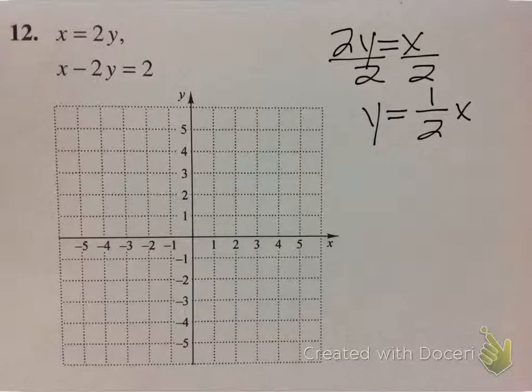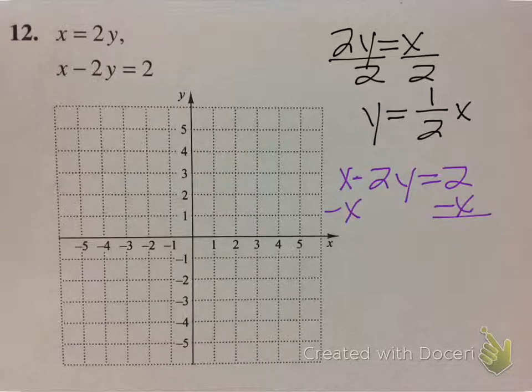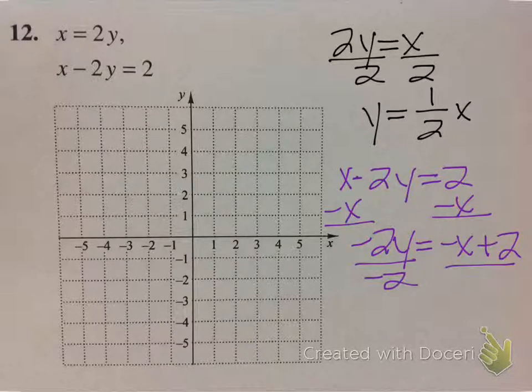My other equation, x minus 2y equals 2. Let's get this in slope-intercept form. The nice thing about putting it in slope-intercept form is you can also put it into your calculator to double check if you've got a graphing calculator. So we have y equals negative x over negative 2 would be a positive 1/2 x, and 2 over negative 2 would be a negative 1.